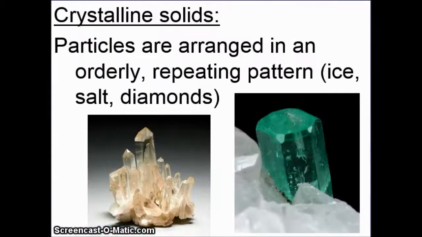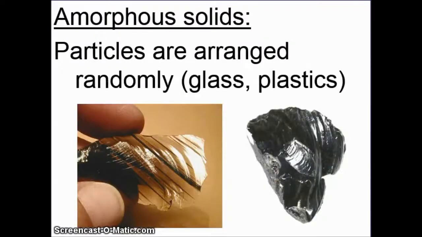There are two different types of solids that we're going to focus on. First, crystalline solids, these are particles that arrange in an orderly repeating pattern like salt, ice, diamonds, any type of crystal. These crystals are formed because the molecules arrange in a very particular shape. The other solids that we have are amorphous solids, and these particles are just randomly arranged, and that's why they don't have that nice crystalline shape to them.